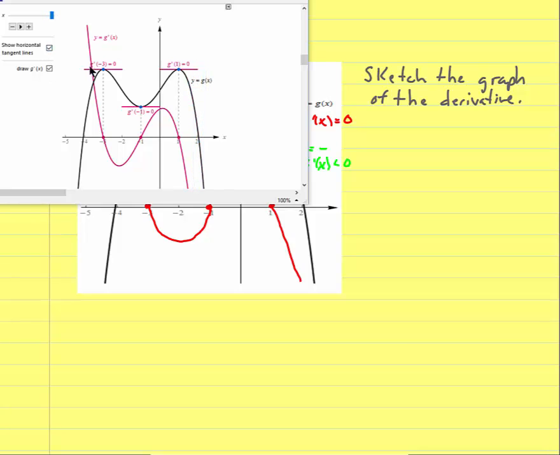Now you can also see these important points. Where is the derivative equal to 0? Where the slopes of the tangent lines equal 0 are at these 3 points, and these are 3 important transition points or solutions to my derivative graph.